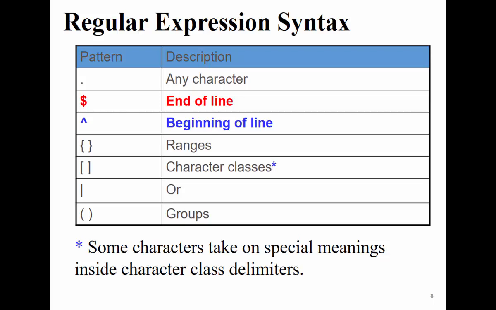Whenever we see a dollar sign, it means the end of the line. When we see the caret, which is Shift with number 6, that is the beginning of the line. And whenever you use curly braces, that means we are specifying the ranges that we are looking for. And square brackets are the character classes. Inside the square brackets, the caret has a special meaning. Some characters, when they exist inside the square brackets, are turned into another meaning.